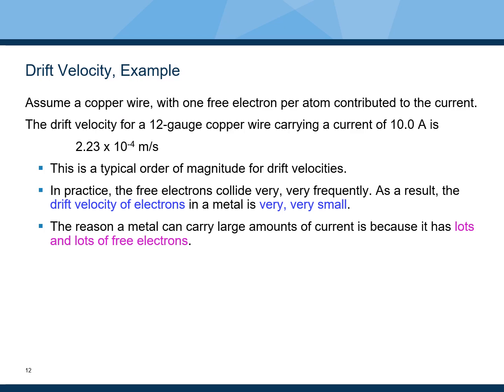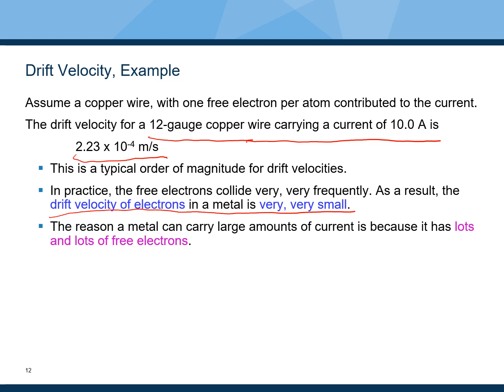Now just to get a measure of the numbers out here, if you have a 12 gauge copper wire, which is a rather thick copper wire, and if you're carrying 10 amps of current in that wire, then it actually turns out that the drift velocity of the electrons is amazingly tiny. It's 2.23 times 10 raised to minus 4 meters per second. So you actually realize that the electrons are literally crawling along in the wire. The drift velocity of electrons in a typical wire is amazingly tiny.